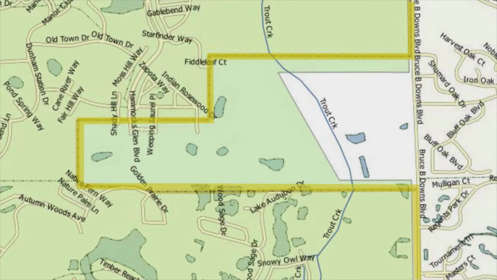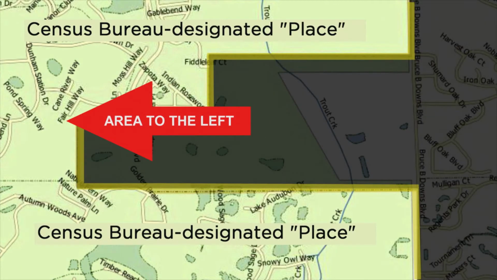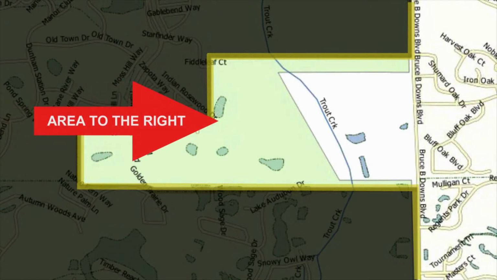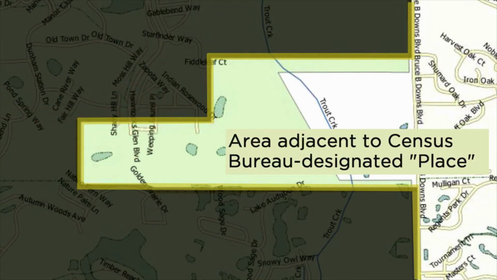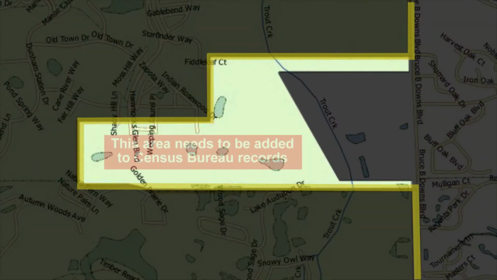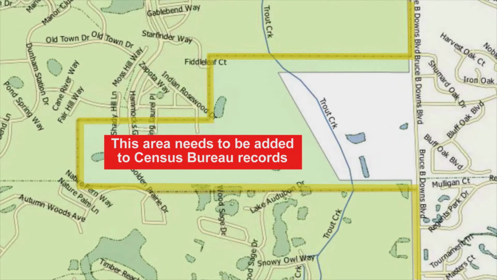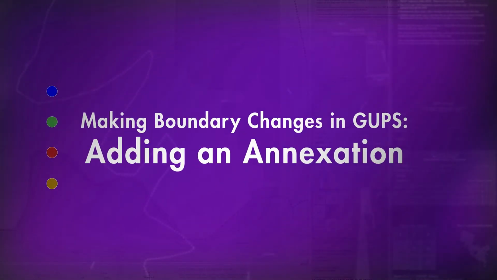as designated on the Census Bureau shapefile. It indicates that the area to the left of the yellow boundary is within the jurisdiction. And conversely, all the area to the right of the yellow boundary is an adjacent jurisdiction outside of the place. But according to your up-to-date shapefile, the light green area outside of the yellow census boundary represents area which needs to be added to the Census Bureau's records. This will be an example of a boundary change, and specifically an annexation.